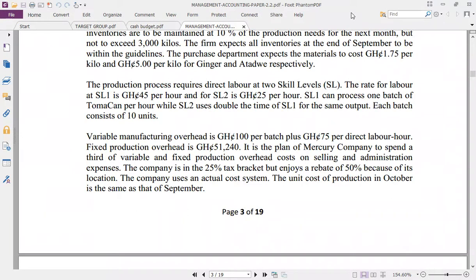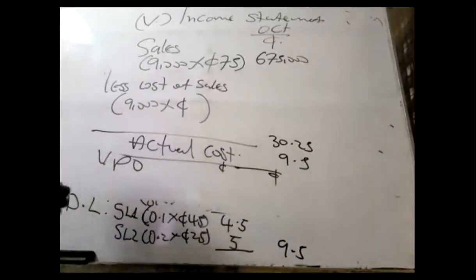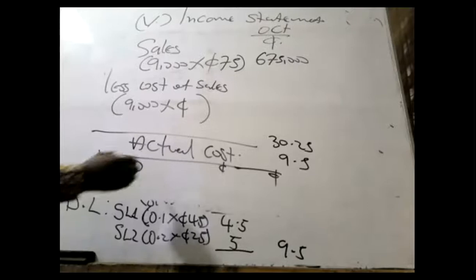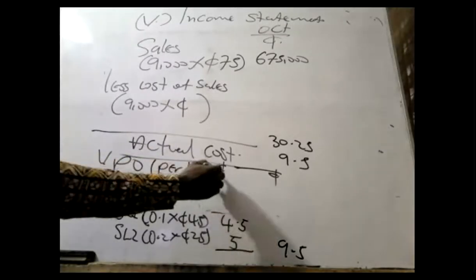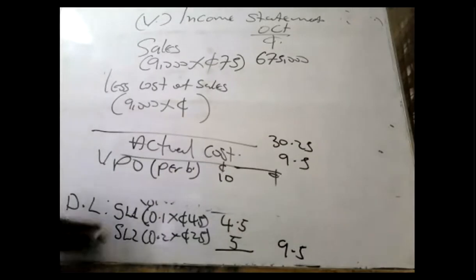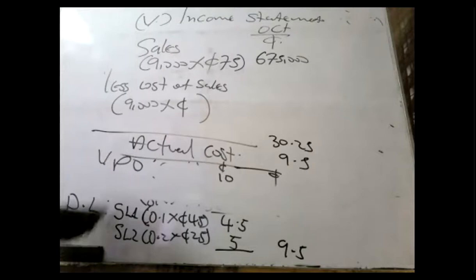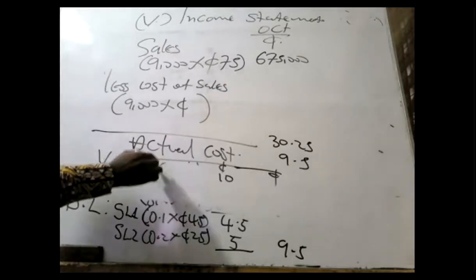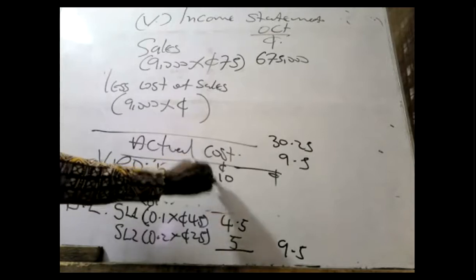To put all this together, each labor hour is 75. So in short, the variable production overhead will be, number one, the per bag. So this one is per bag. That one is 10 Ghana cedis. If you get 100 divided by 10, that gives 10 Ghana cedis per unit.